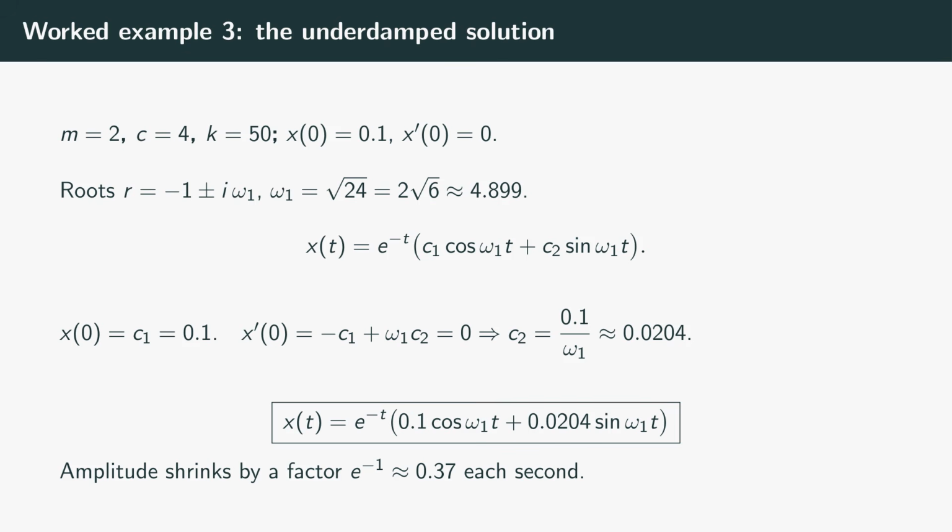The mass oscillates at roughly 4.9 radians per second, but its amplitude shrinks by a factor of e to the minus 1, about 37%, every single second. After a few seconds, it has effectively stopped.